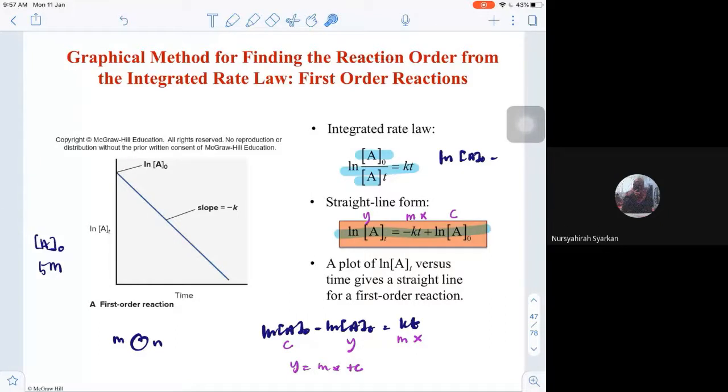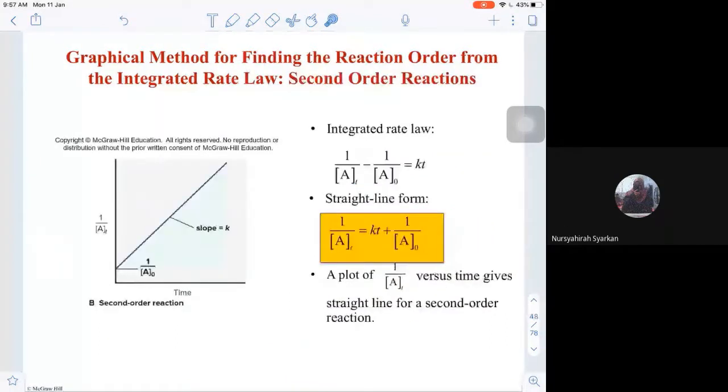As for the second order reaction, this is our basic integrated rate equation: 1 over At minus 1 over A naught equals kt. It is the same as before, in which At always changes with time, A naught is constant, and k is the rate constant, so of course it is constant. As for t, it changes.